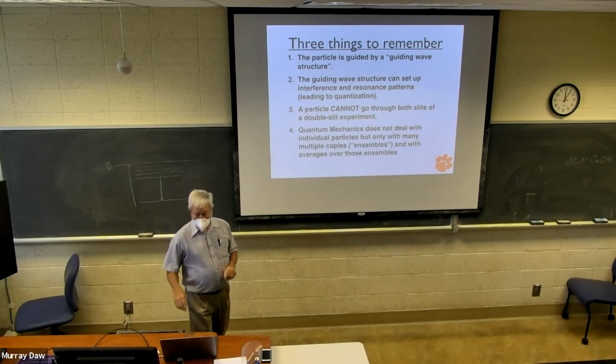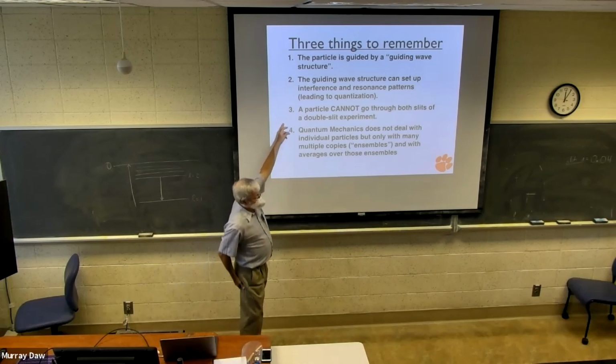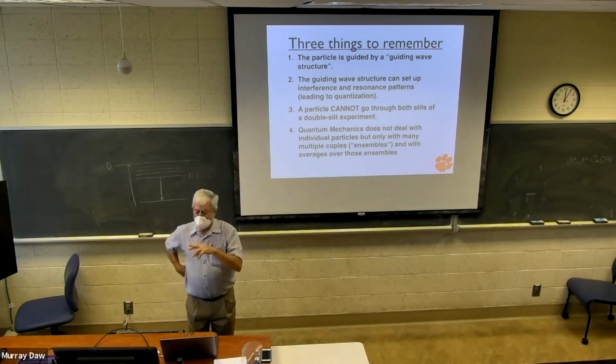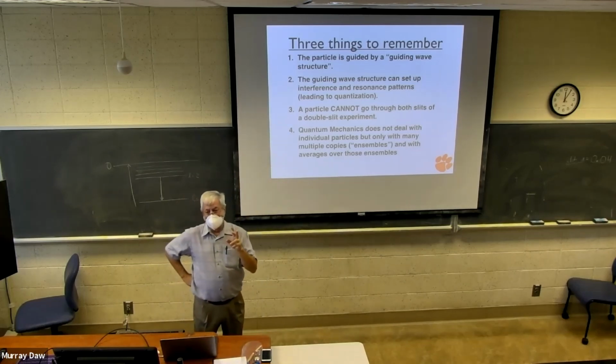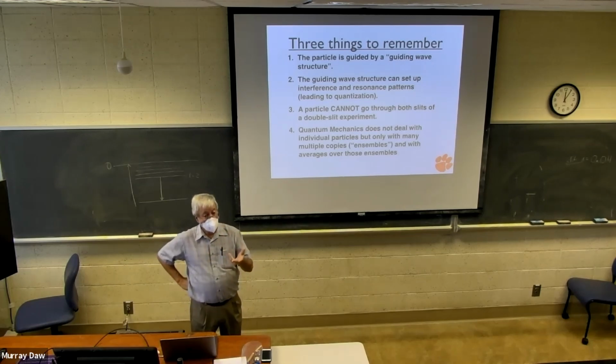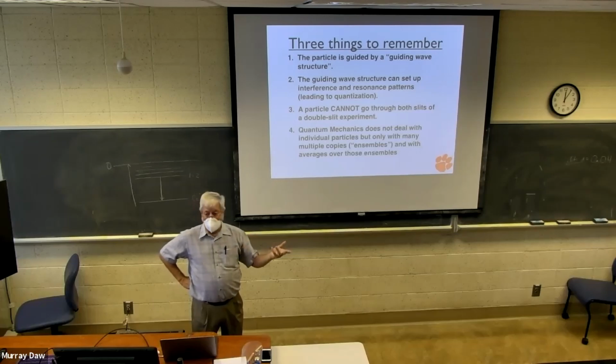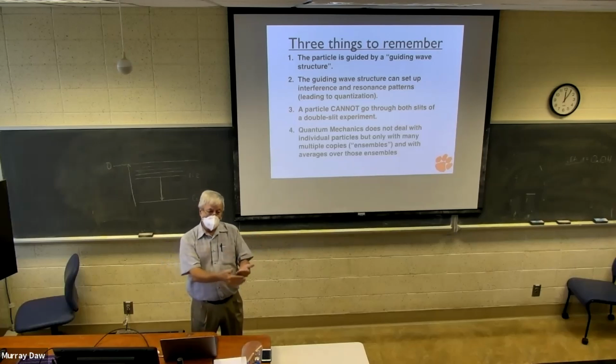Okay. Also, the important thing, this is what I added this morning, I want to emphasize: a particle cannot go through both slits. So it reveals that there is another entity at work in the diffraction, which we call a guiding wave structure, and the guiding wave passes through both slits. And that's how we get the interference pattern.